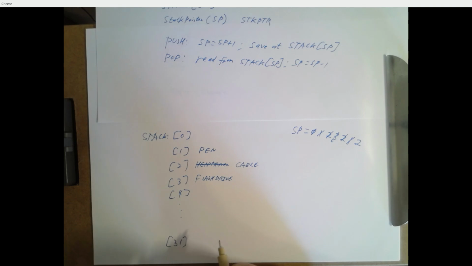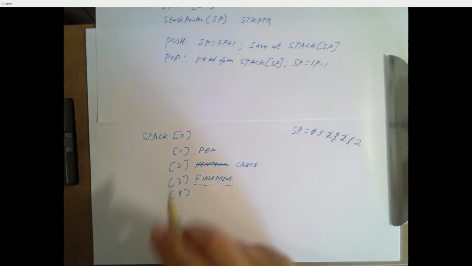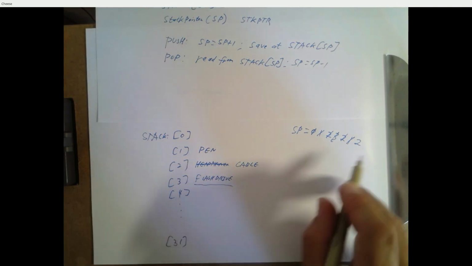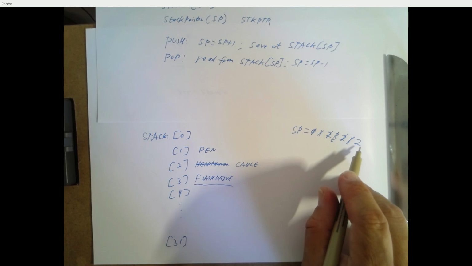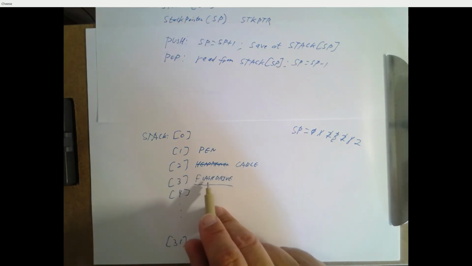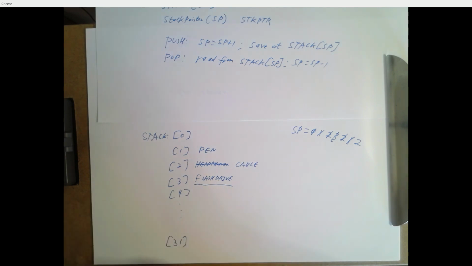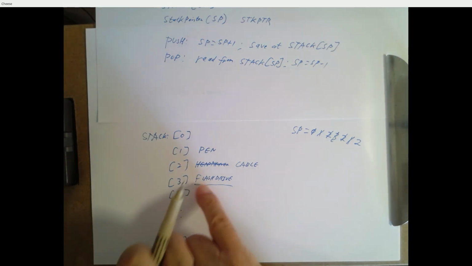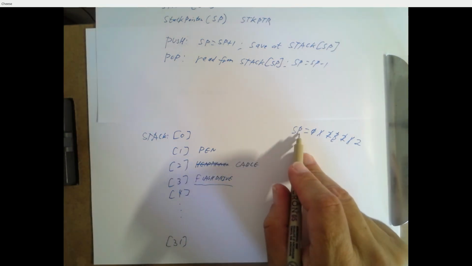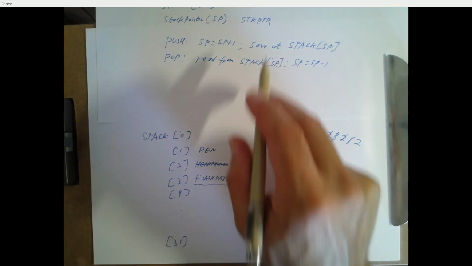An important thing to note though, the flash drive is still in this array, but it's not considered part of the stack, okay, because my stack pointer is 2, that means the last thing I pushed on my stack was element 2, a cable. This is still sitting in memory, but it's not considered part of the stack. But that's an interesting thing to keep in mind. It's got interesting security implications. Alright, so this is stack pointer STKPTR in the PIC processor.